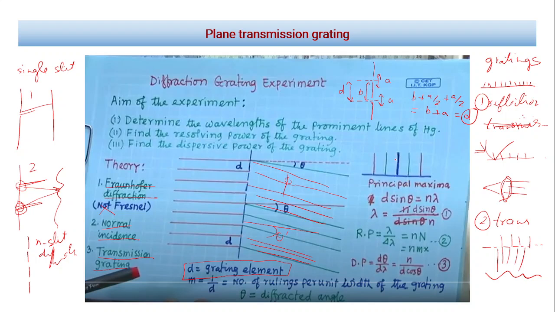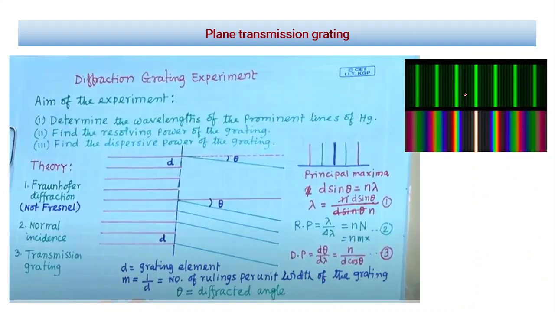As you can see, if we use monochromatic light, then we may see something like this, and if we use a white light source which has various components of light in it, then we will see something like this with varying order.